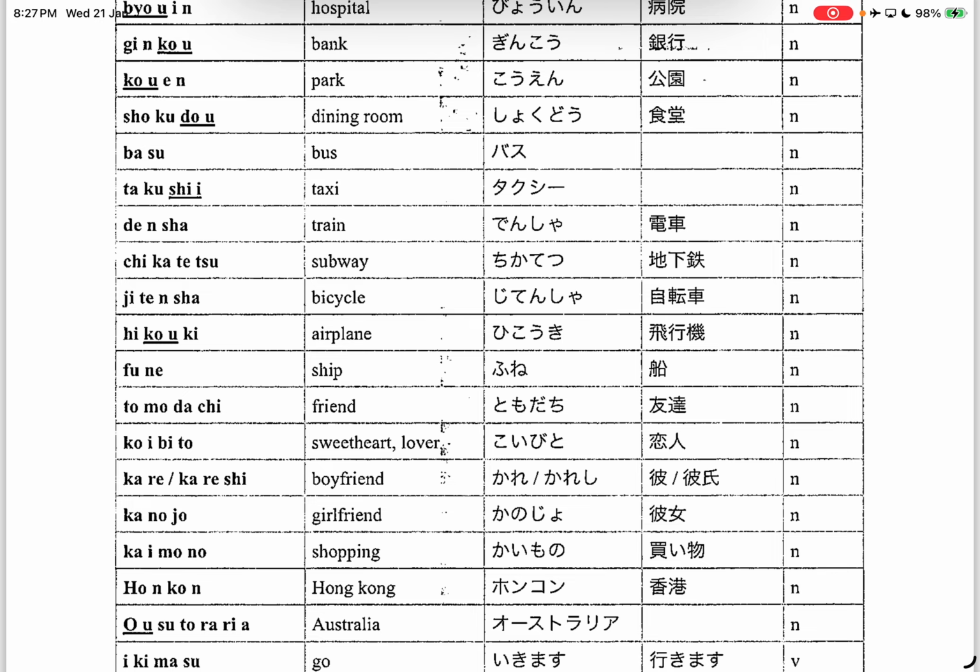Right, the OU sound simply means drag out the O sound, it doesn't mean you pronounce the U. Not hikouki, there's no U sound, hikouki, just drag out the O sound. Next, fune, not so much of an F sound, remember, it's an H sound, right, fune, right, tomodachi.